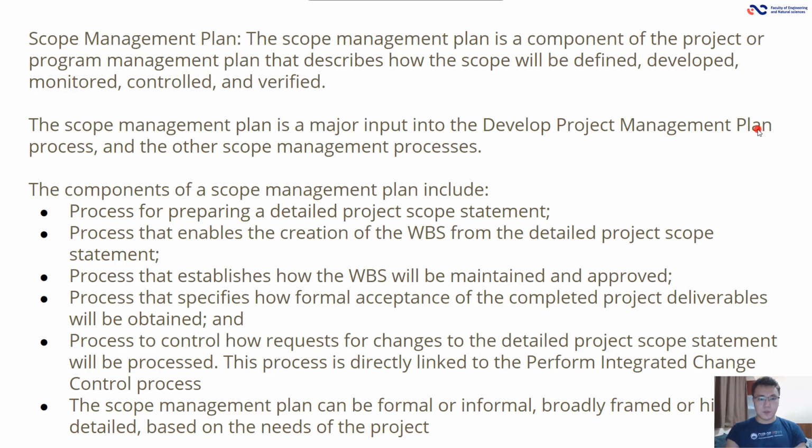The components of the scope management plan include a process for preparing a detailed project scope statement, a process that enables the creation of the WBS from the detailed project scope statement, a process that establishes how the WBS will be maintained and approved, a process that specifies how formal acceptance of the completed project deliverables will be obtained, and a process to control how requests for changes to the detailed project scope statement will be processed. This process is directly linked to the perform integrated change control process.